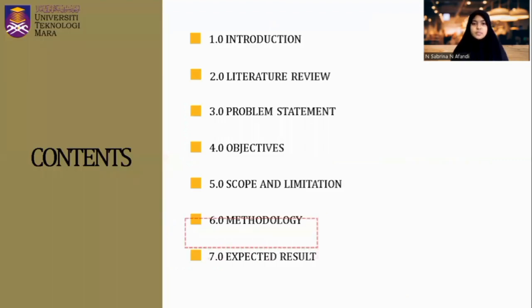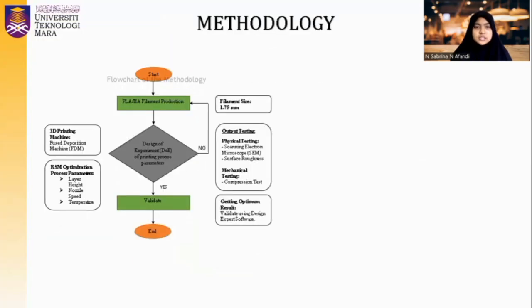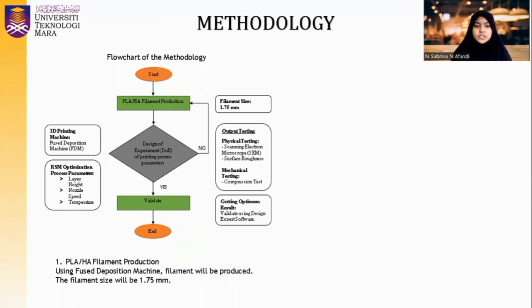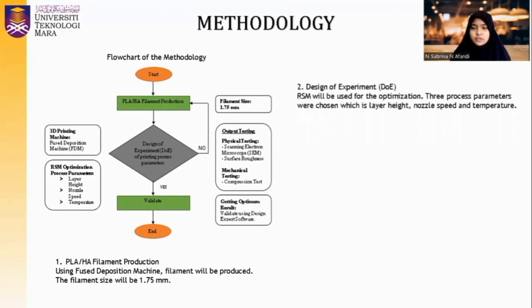For methodology, this is the flowchart of the methodology. First, we start with PLA-HA filament production. By using fused deposition machine, which is FDM, filament will be produced. The filament size will be 1.75 millimeters. So that is the filament size of the PLA-HA filament. Then we'll go to design of experiment, which is DOE. RSM will be used for the optimization.